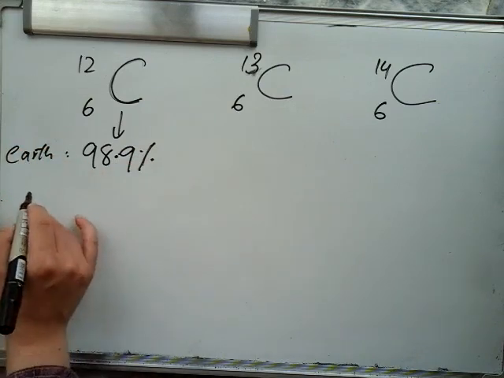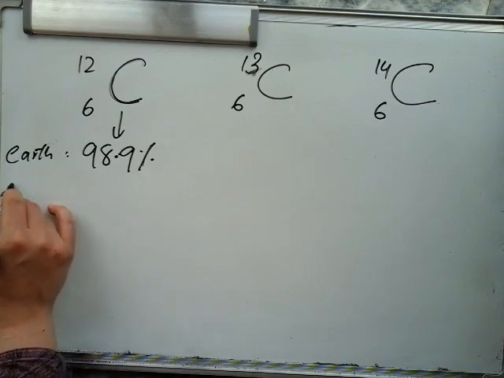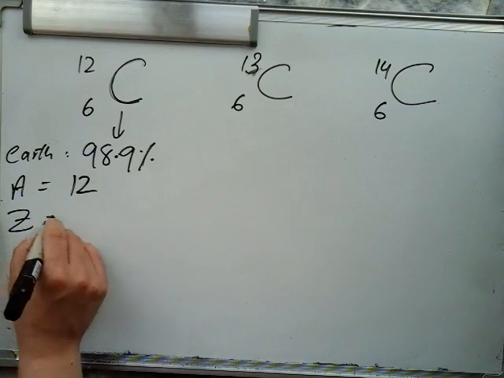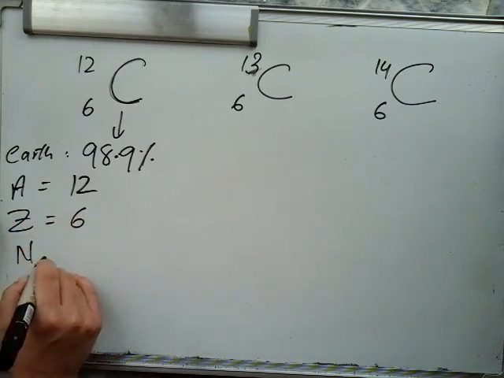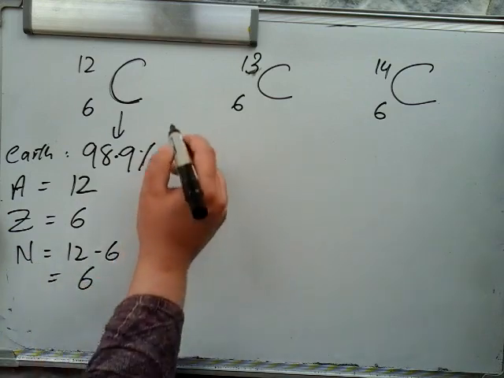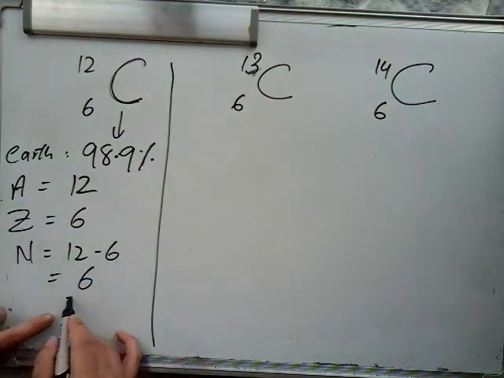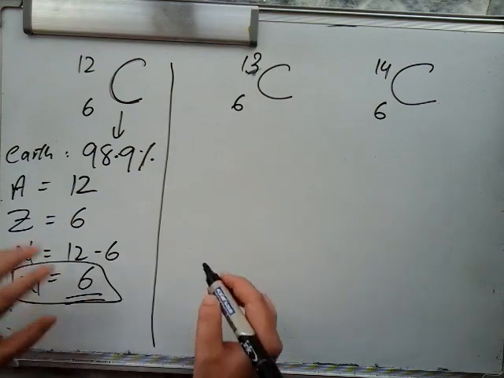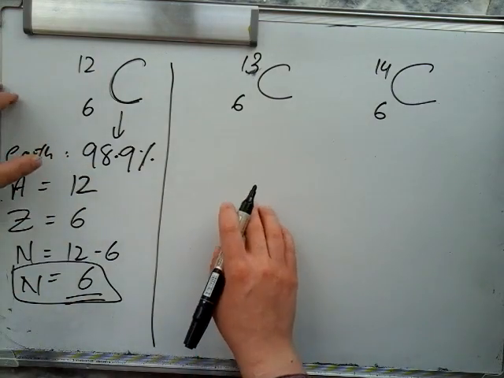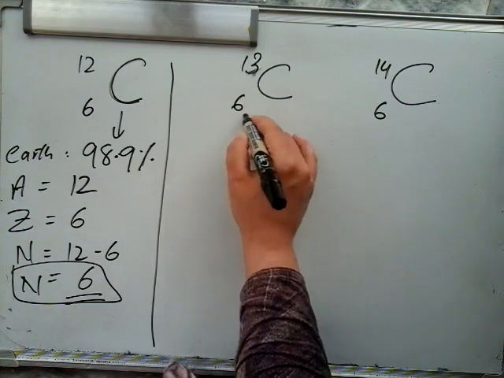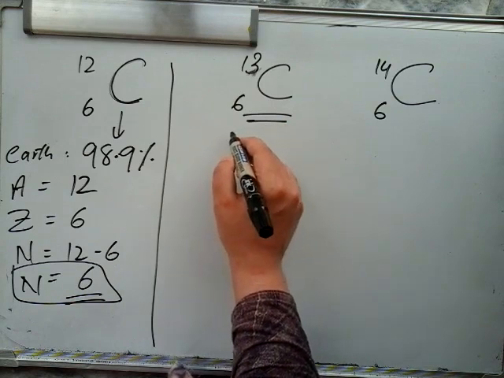Here the mass number is 12 and the atomic number is 6, so the neutron number would be 12 minus 6, which is 6. The neutron number here is 6. So it is the normal carbon that is being used. It is present everywhere.